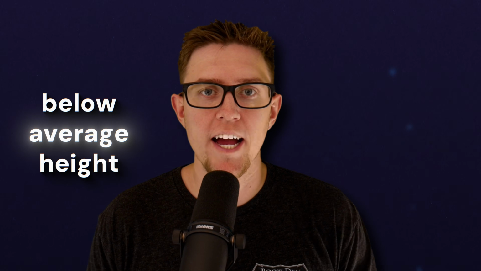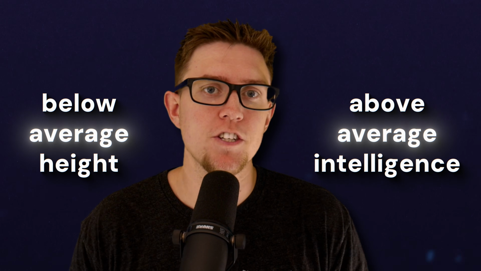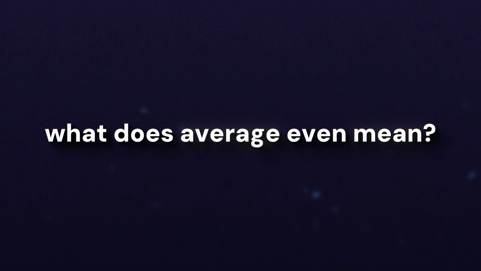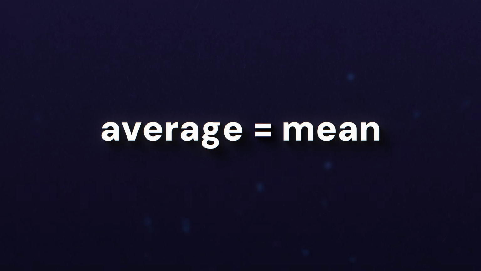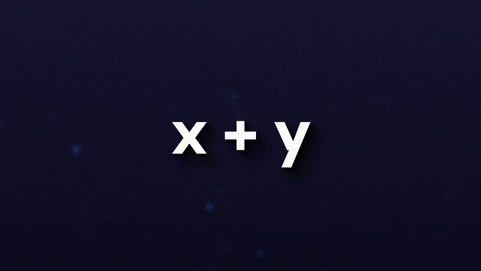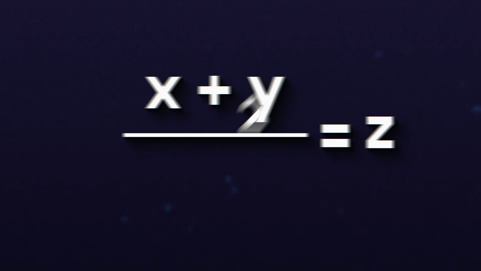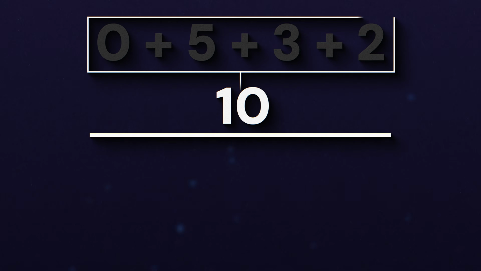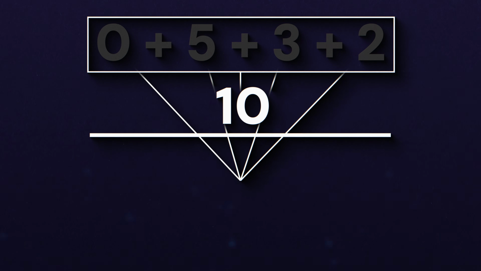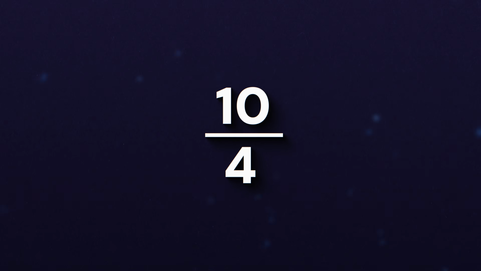People always talk about below average height or above average intelligence, but that's usually the wrong way to look at it. Now, before I explain that, let's talk about what average even means. It's also called the mean, and it's just the sum of a group of numbers divided by the count of those numbers, how many numbers there are. For example, say I have the numbers 0, 5, 3, and 2. To calculate the average, I add them up, which is 10, and the total count of numbers, how many I have, is 4. So 10 divided by 4 is 2.5.